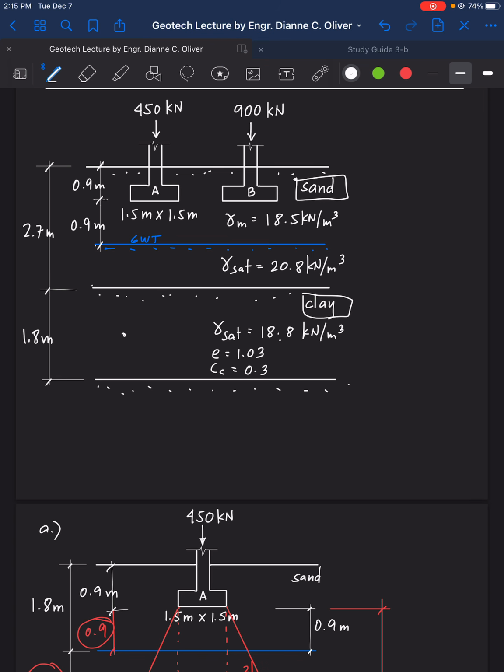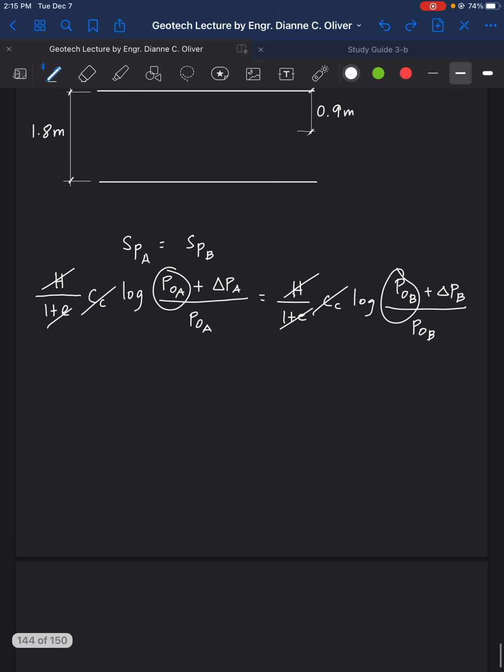Okay? Again, how do we define P sub O? P sub O is the effective pressure without the increase of loads. So without these two loads here, that is your P sub O. Since they have the same clay layer, they have the same layer above it, therefore the P sub O of A and B are the same. So we can now cancel P sub O here. Now what's left? What's left is delta P sub A equals delta P sub B.